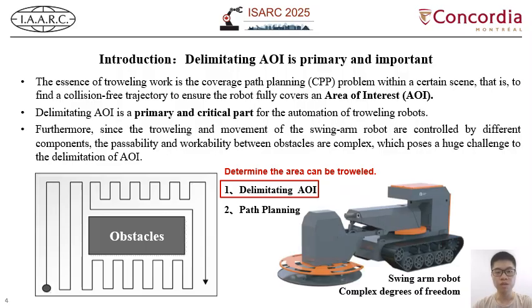Moreover, since the complex degrees of freedom of swimming arm robots, the passability and workability among obstacles present a huge challenge to AOI delimitation.